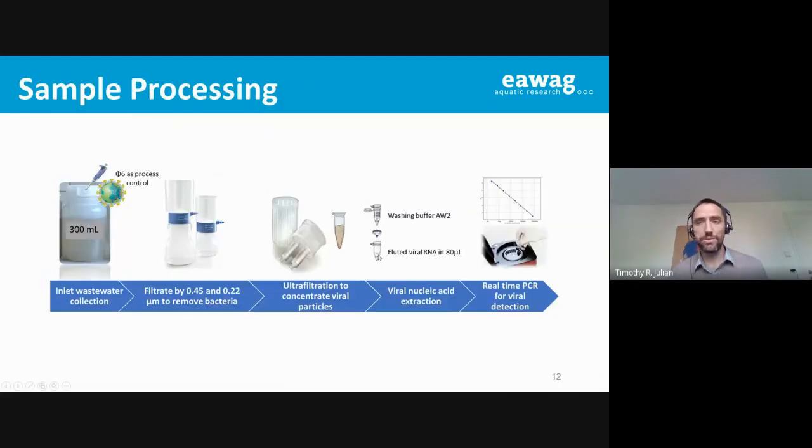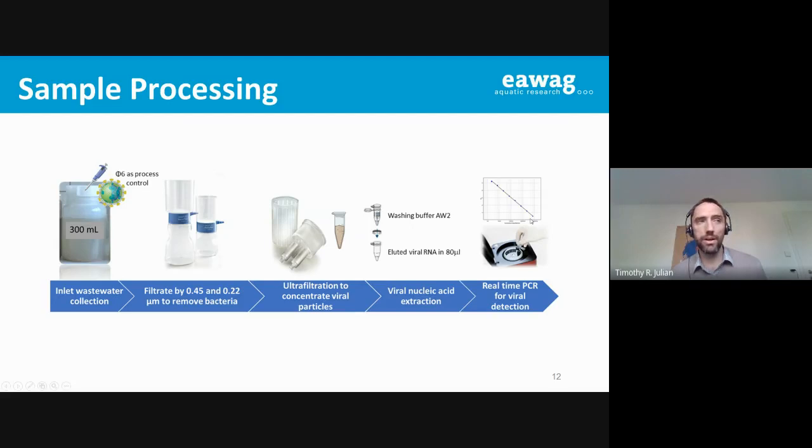And then what we do is we collect those samples, and we have to first concentrate the samples, which we do using ultrafiltration. So we have our inlet wastewater collection, and then we add phi 6 as a process control. That's an enveloped bacteriophage that allows us to estimate how much we recover from the sample. We filter it to remove large materials that might interfere with our concentration step. And then we use ultrafiltration to concentrate the viral particles. Once we have the viral particles concentrated, we move into a viral nucleic acid extraction method, and this is the same as they would do for clinical diagnosis. And then we go into real-time PCR.